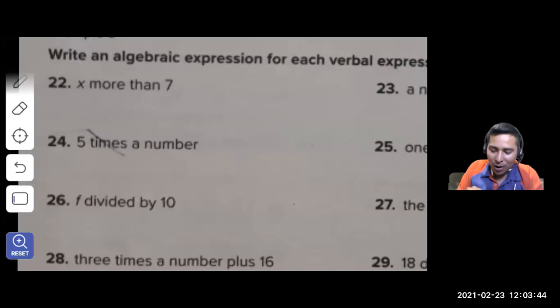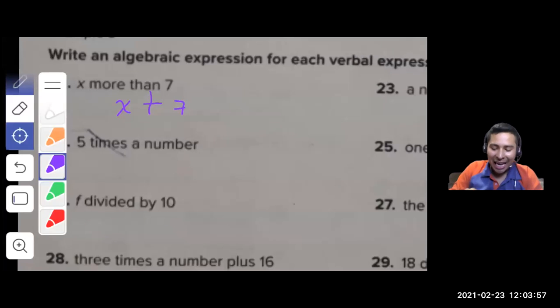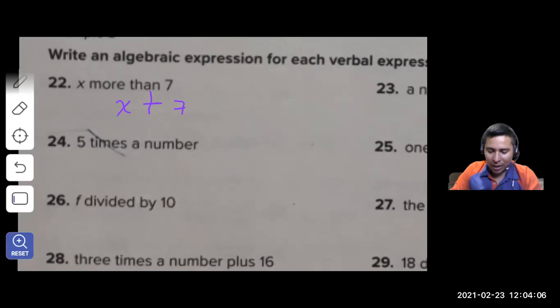Then, guys, what we're going to do is really simple. I'm going to say x more than 7, plus 7. And I just translate it. X more than 7 is x plus 7. That is the algebraic expression associated with this verbal expression. Just like that. Let's go to the next example.